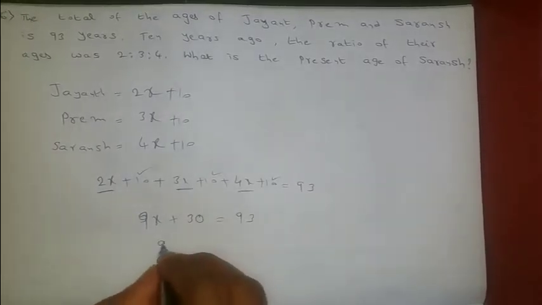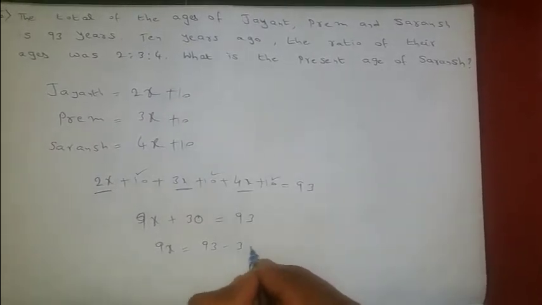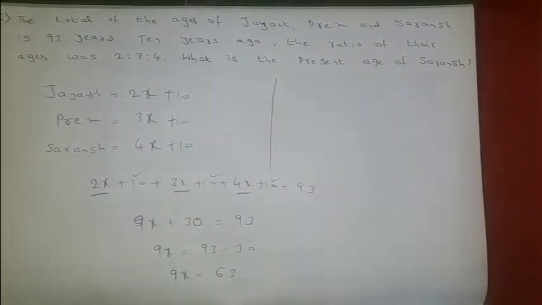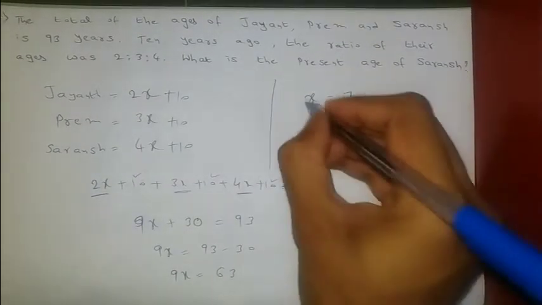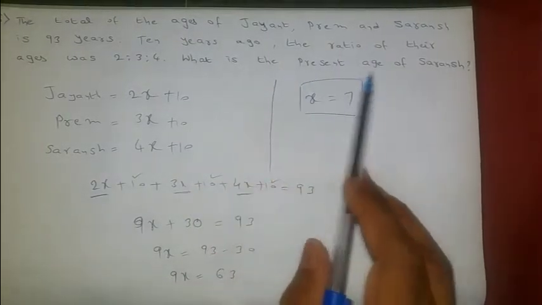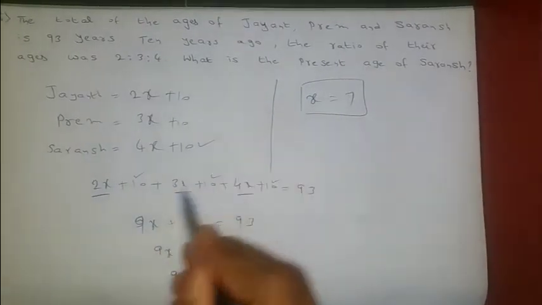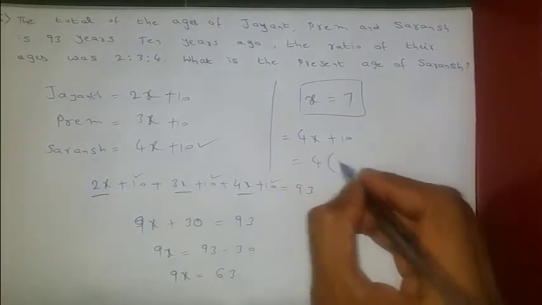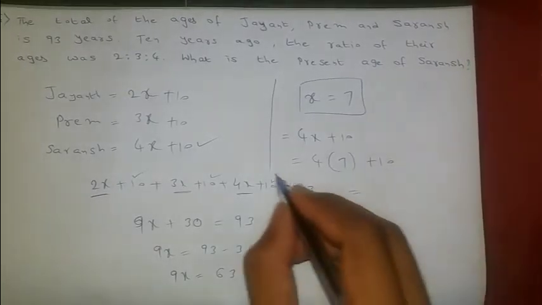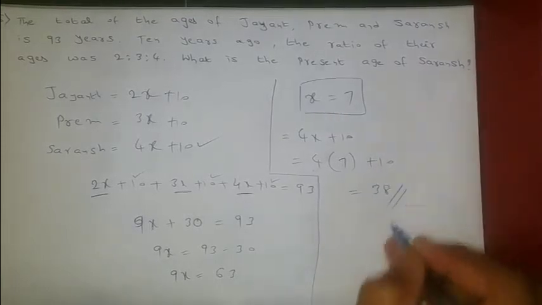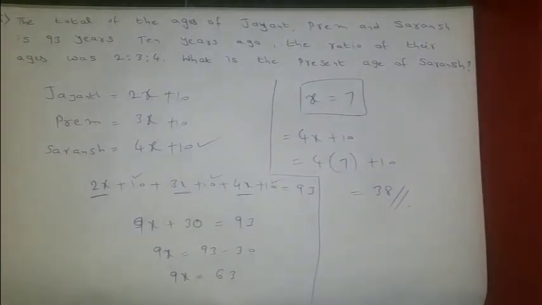Take 30 to the right side, so we will get 9x is equal to 93 minus 30. 9x is equal to 63, so x value will be 7. Now what is asked in the question? What is the present age of Saransh? Saransh's present age is 4x plus 10. That is nothing but 4 into 7 plus 10. 4 into 7, 28. 28 plus 10, 38 years. The present age of Saransh is 38 years.